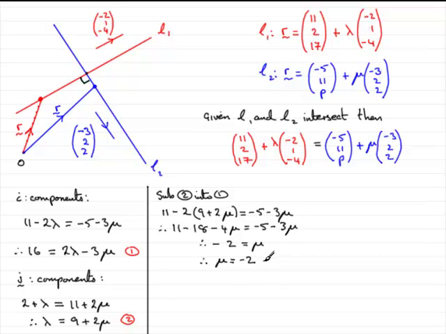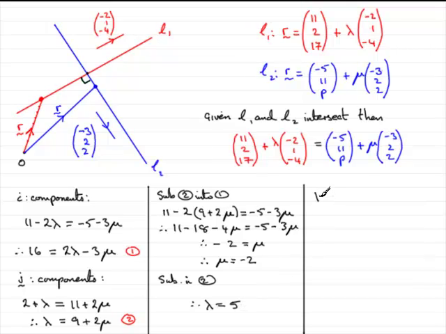Now that we've got mu equals minus 2, we can get lambda by substituting it into either equation 1 or 2, but obviously 2 is the better one because it gives us lambda directly. So let's substitute into 2, and we have lambda equals 9 plus 2 times minus 2, 9 minus 4, which gives us lambda equals 5.